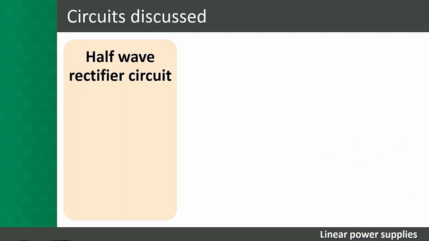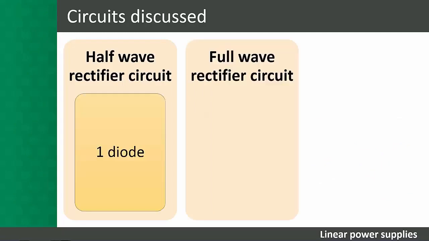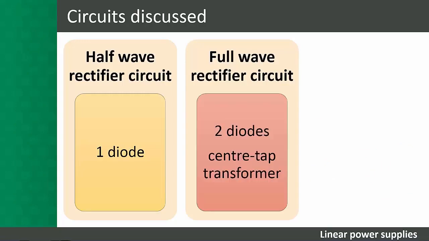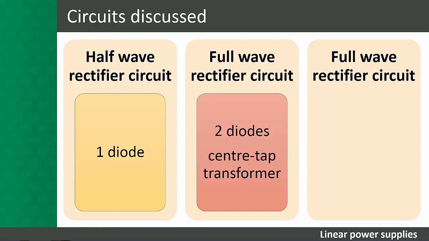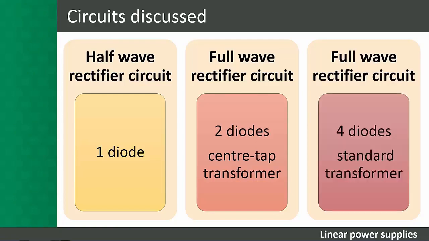Half-wave rectifier circuit, 1 diode. Full-wave rectifier circuit, 2 diodes and a center tap transformer. Full-wave rectifier circuit, 4 diodes and a standard transformer. Diodes have many applications, but for this session, we will only examine its use as a rectifier.